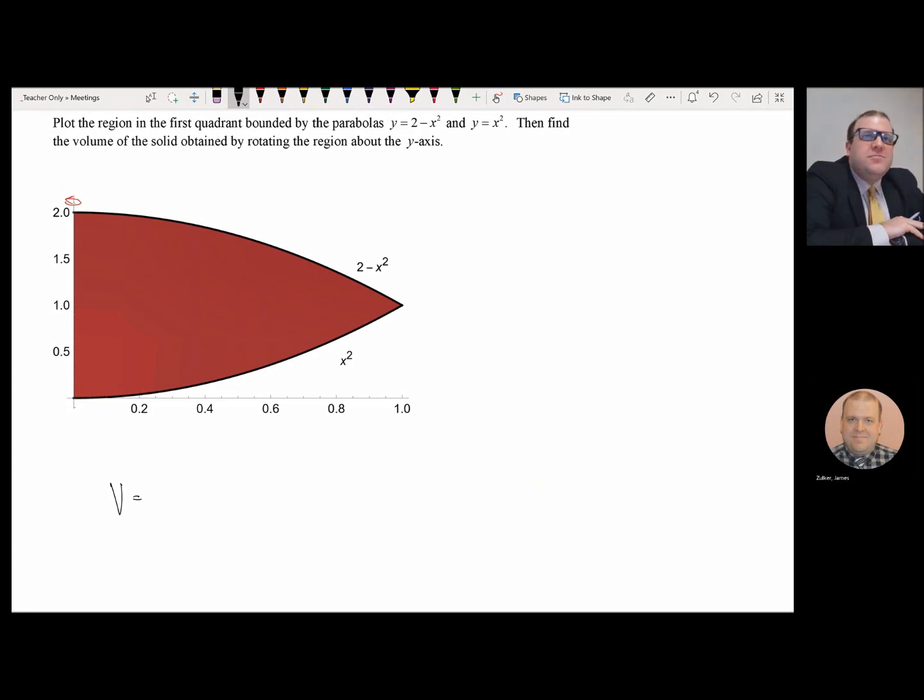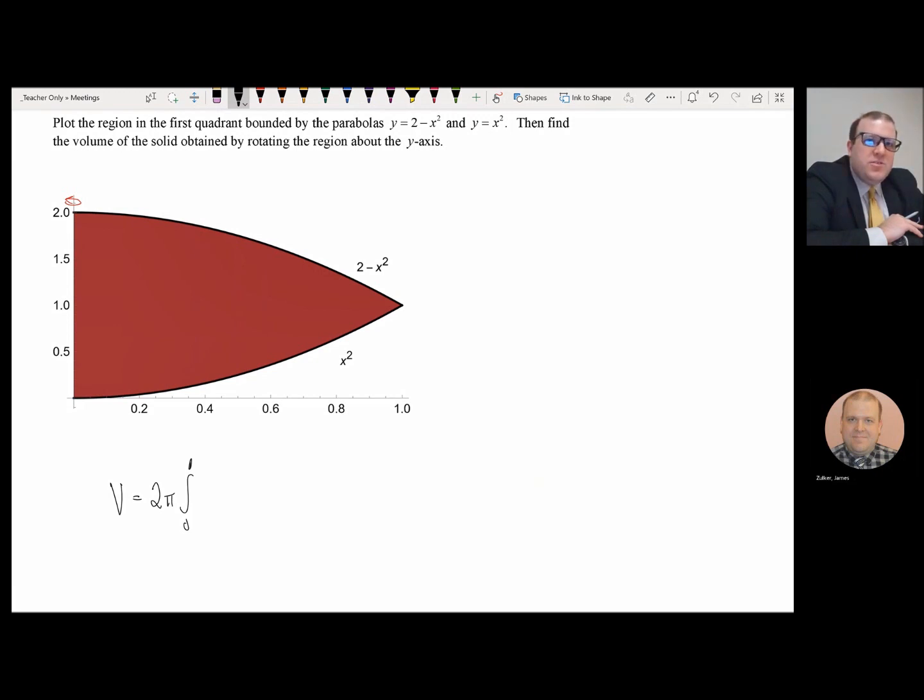Disc or shell? Well, disc method is going to require me to write functions of y, which I really don't feel like doing in this case. So in this situation, I am going to use shell method. Oops, not two, one. Right?